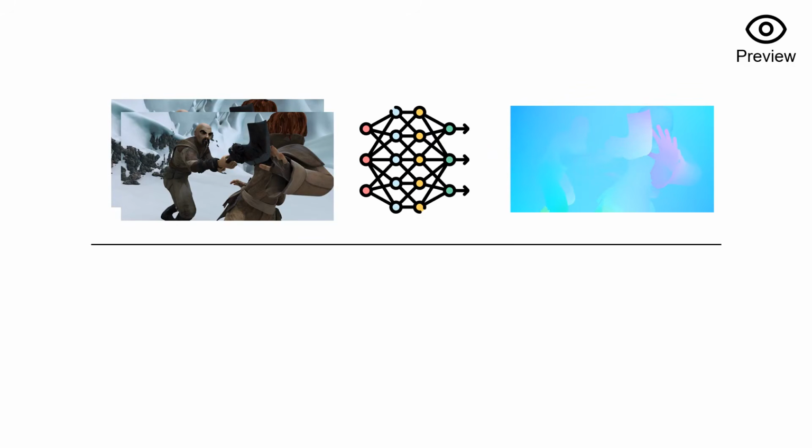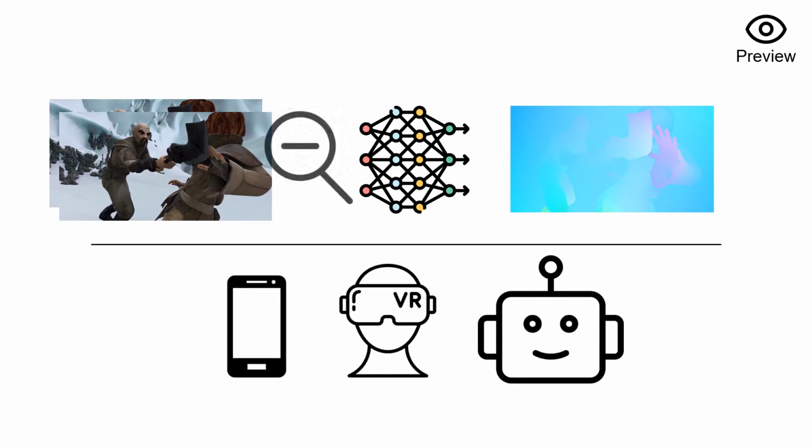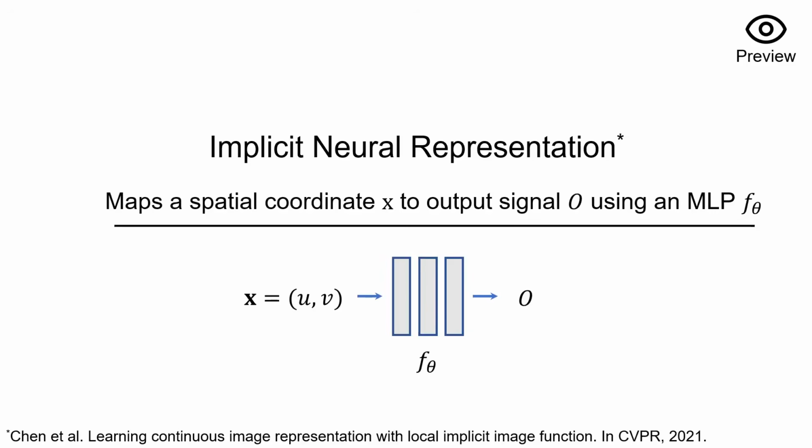To apply optical flow in practice, it is required to perform image downsampling in order to reduce computational costs. AnyFlow is a new optical flow network that is robust to image resolution. The key insight behind AnyFlow is the use of implicit neural representation for flow estimation.